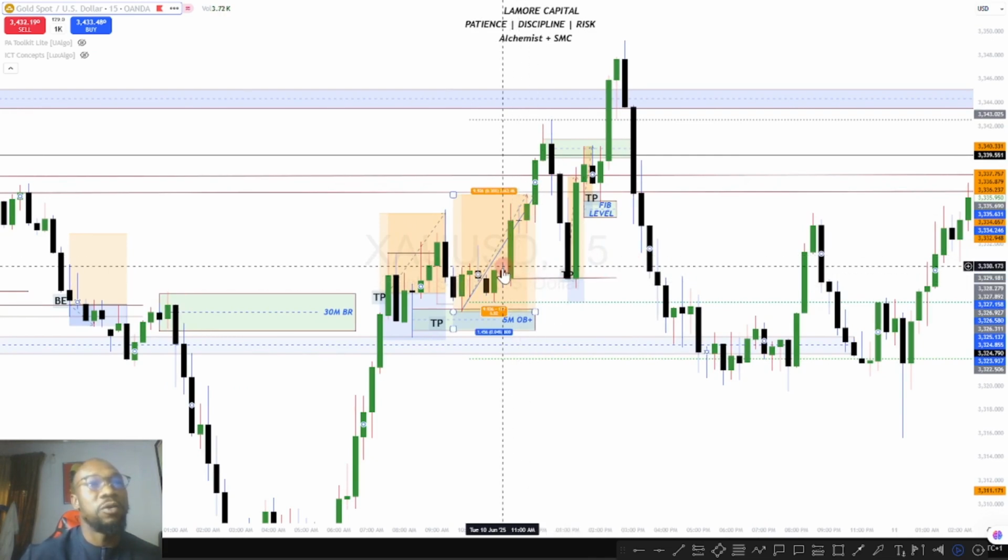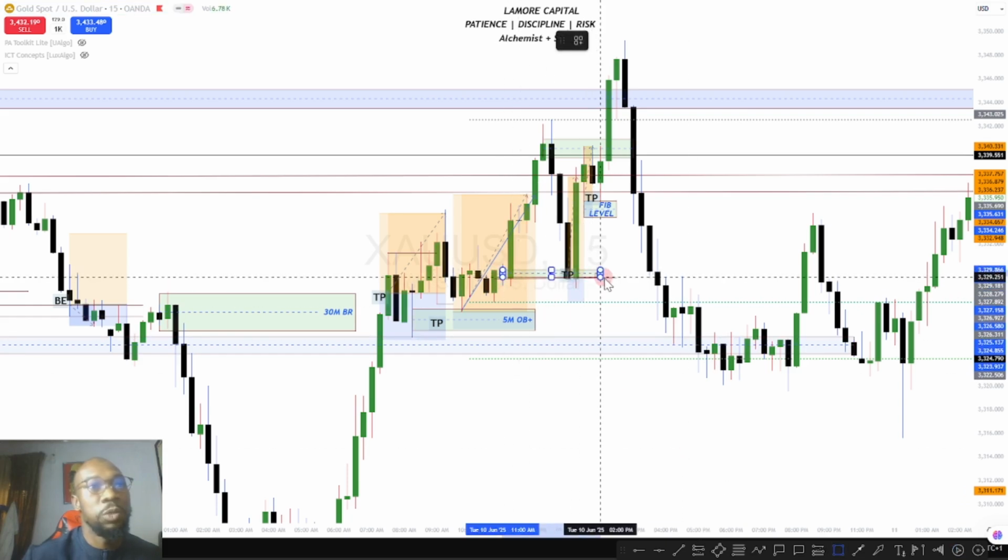Now we have an order block here, as you can see. Can you see? We have an order block here. Now what do? Bully body candle.